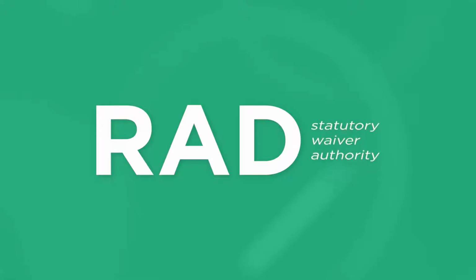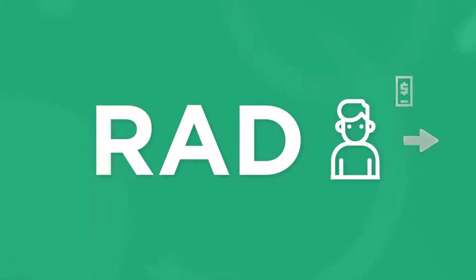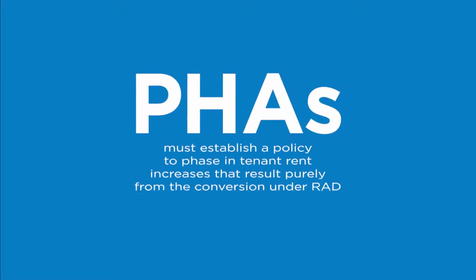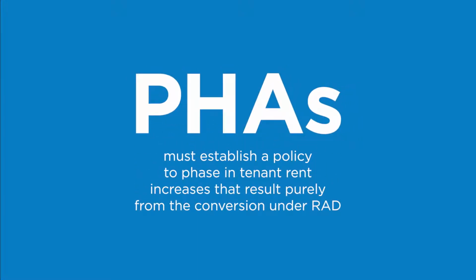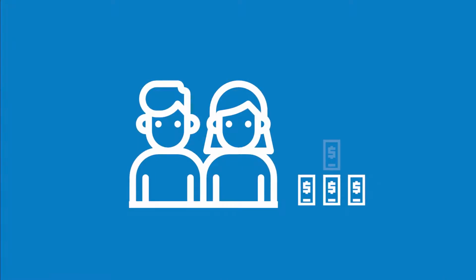RAD has statutory waiver authority that allows for greater flexibility in determining a tenant's contribution to rent than what is required in the standard PBV program. PHAs that convert to PBV through RAD must establish a policy to phase in tenant rent increases that result purely from the conversion under RAD. Affected families' rent increases will be phased in over a period of 3 or 5 years.